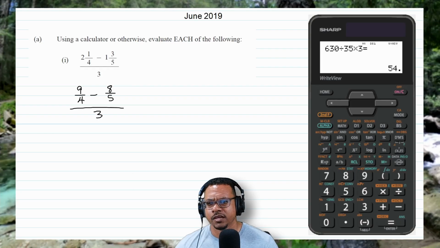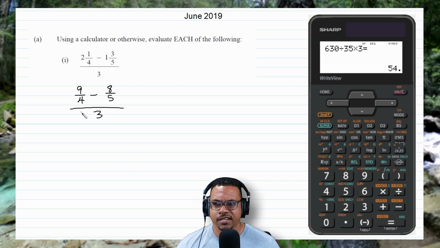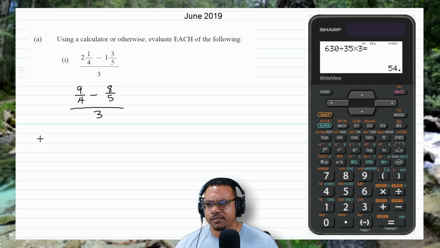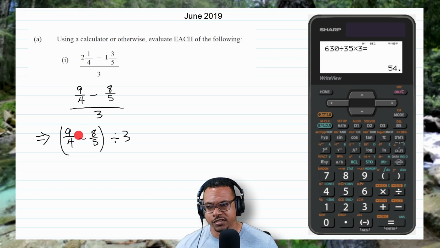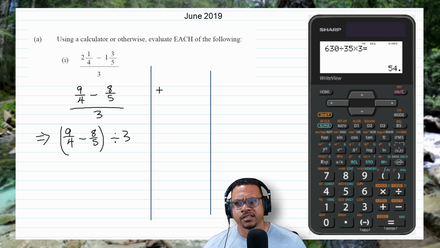divided by 3. Now, what you need to understand here is that this numerator here is in brackets. And if we had something to work out in the denominator, that would be in brackets too. So what I'll write is that this would imply that 9 over 4 take away 8 over 5 in brackets and then put divided by 3. That's what we're working out. So what we could do is work out this separately. So we'll find the LCM between 4 and 5 and work this out. So I'm just going to do that here in my working column.